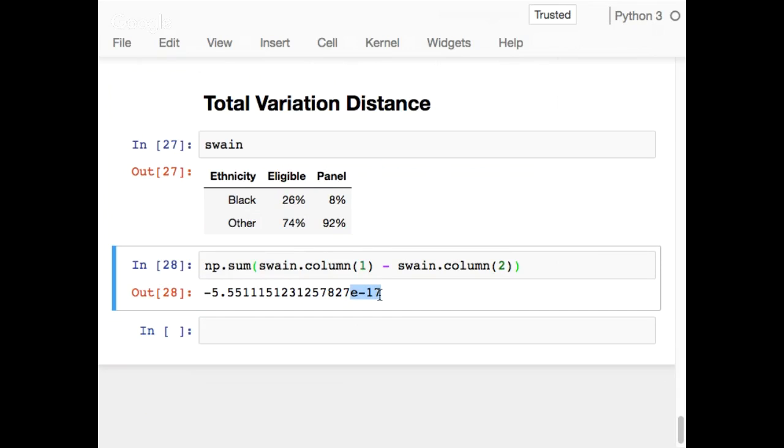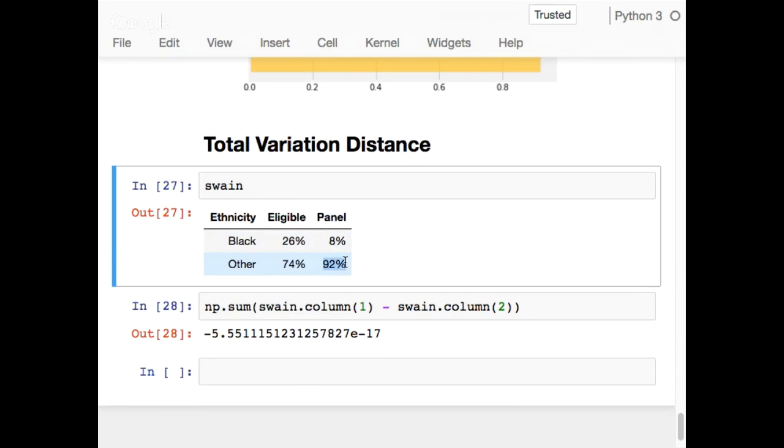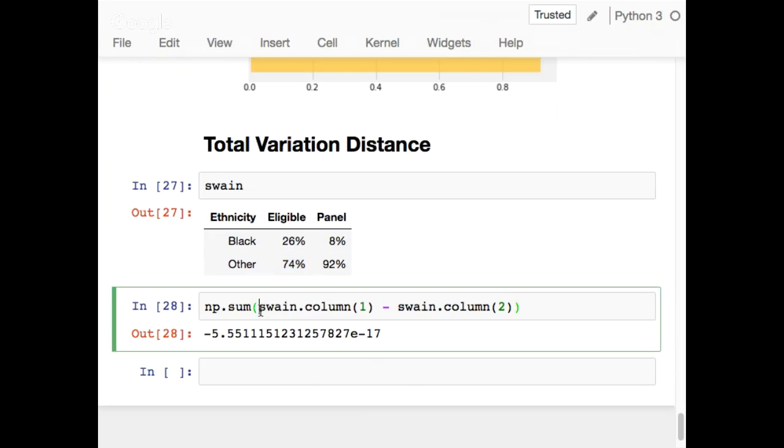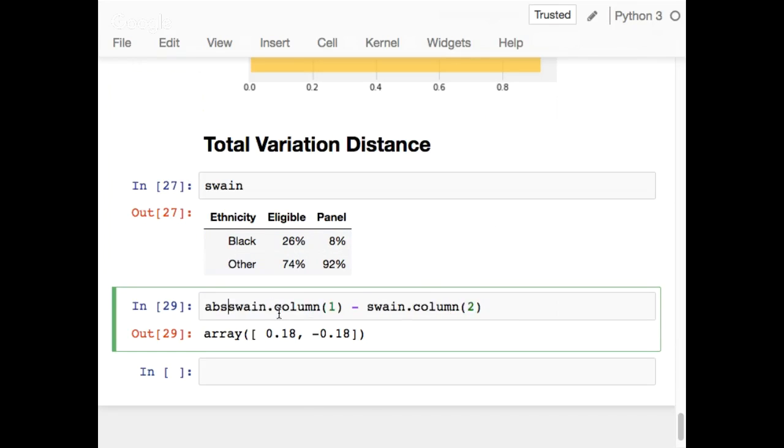So it's a rounding error. We say it's 0. Unfortunately, it's not super great because this panel is pretty different from my eligible population. So instead of taking the sum of just the numbers, I noticed that here my 18 and negative 18% cancel out. So I really want the absolute value of the differences before I take the sum.